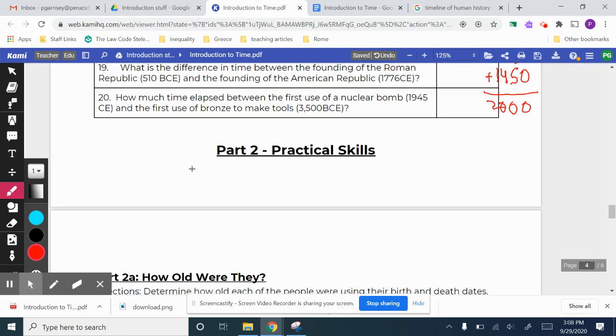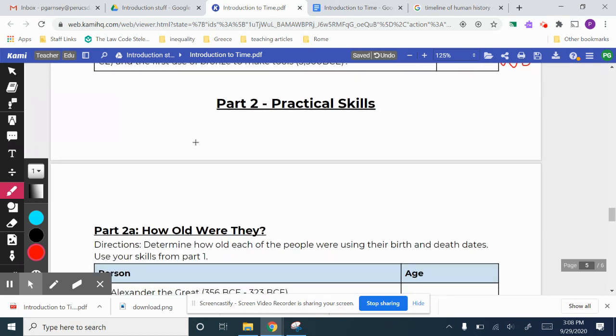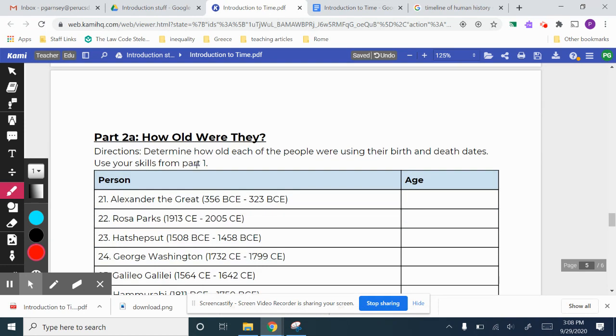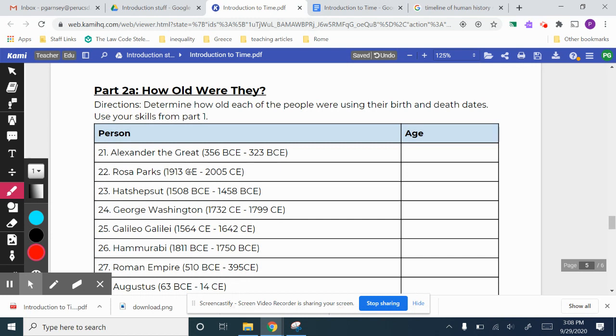All right, that stuff was pretty easy. We're going to go on to practical skills. All right, you see dates of when people were born. You can use the skills we just talked about to determine how old they were when they died. So you have Alexander the Great, born 356 BCE, died 323 BCE. So we have two BCE dates. So that's like the negative side of a number line.